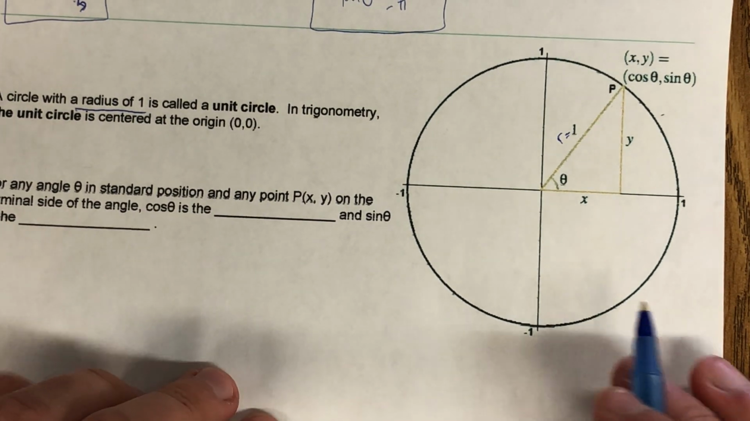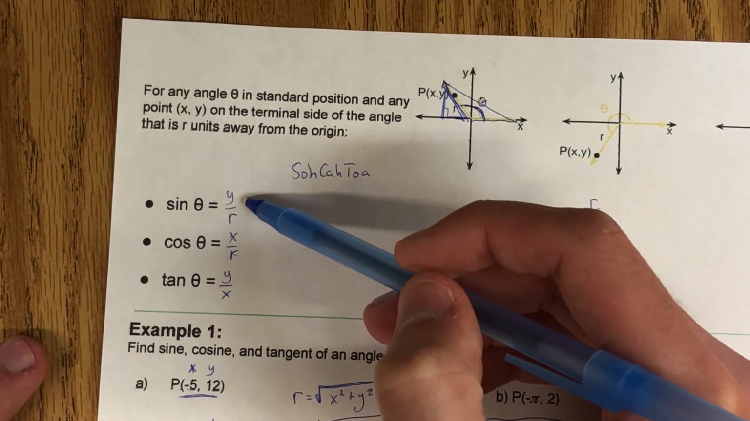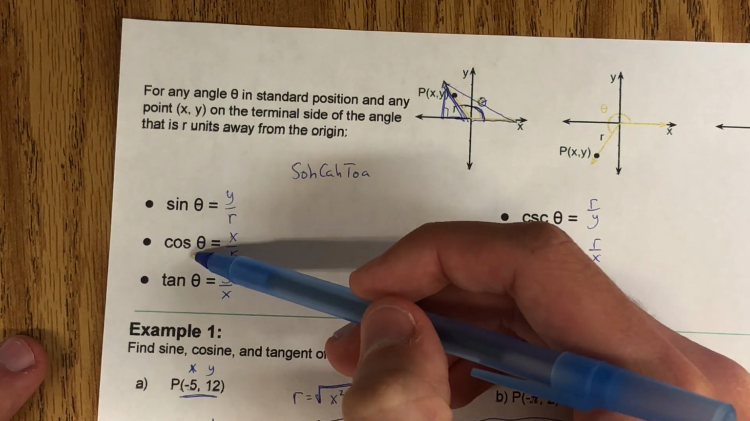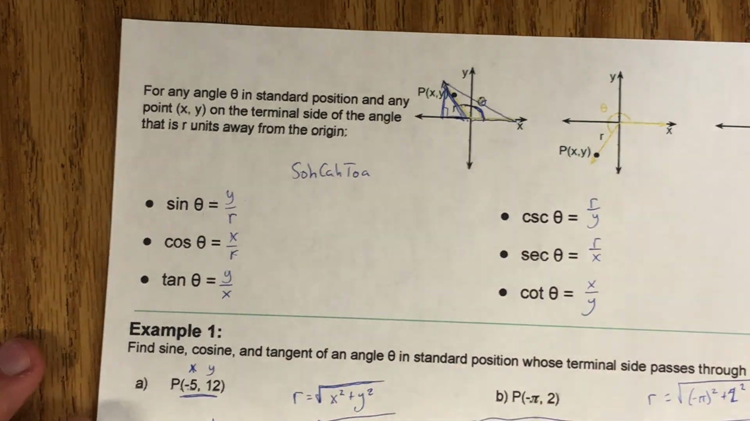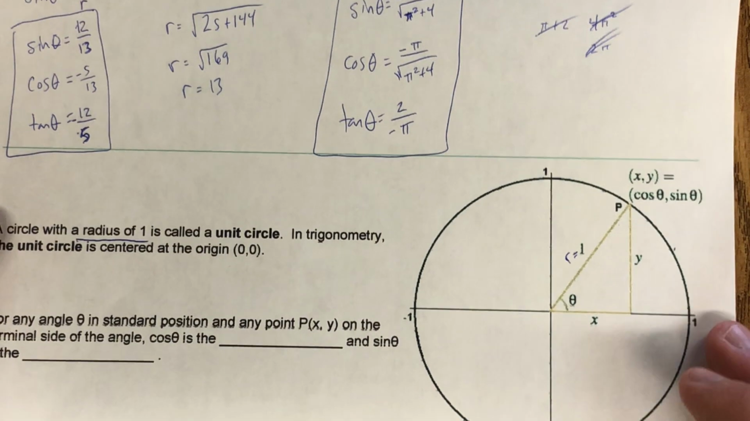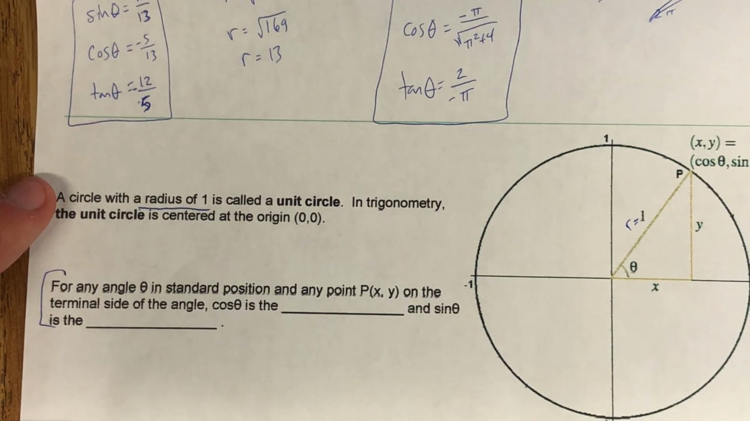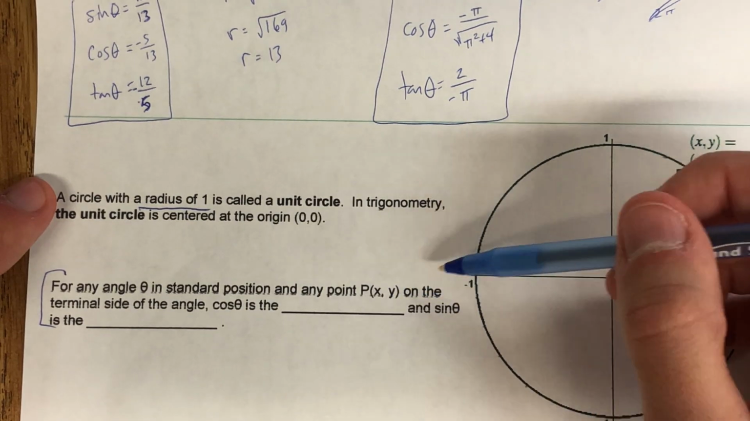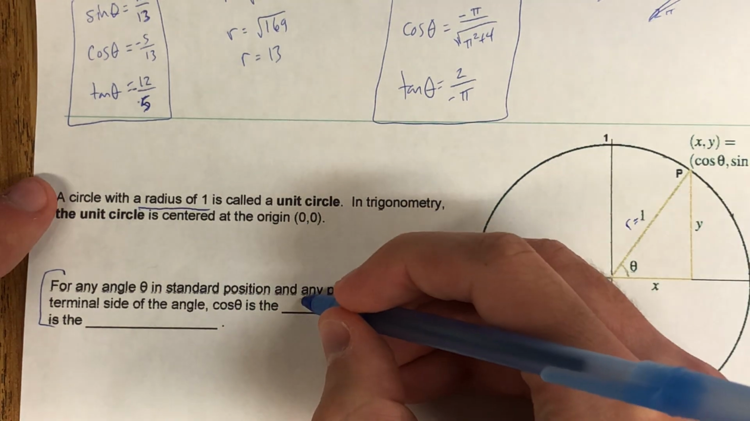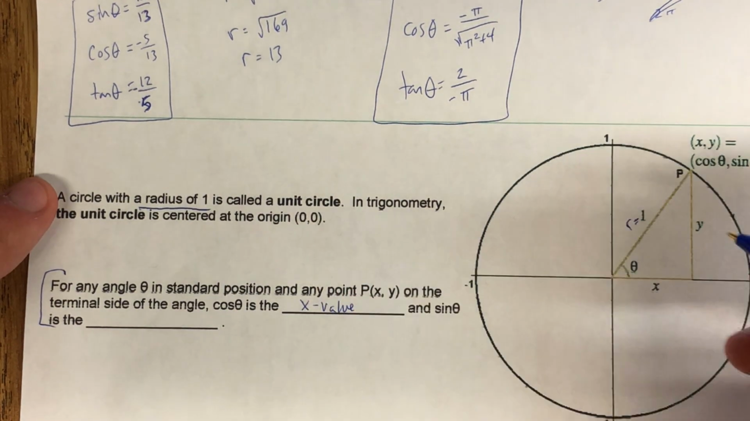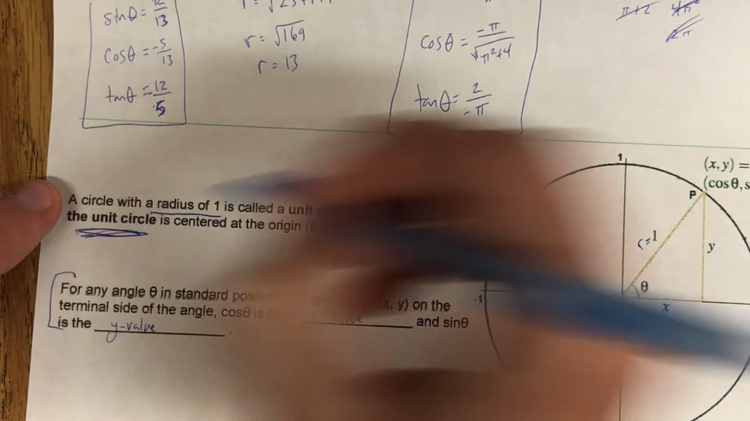So if our r value is 1, then sine of our angle is always just going to be the y value of that point. Cosine of our angle is always just going to be the x value of that terminal point, because it's just going to be y over 1, x over 1. So the key takeaway here is that for any angle in standard position, any point (x, y) on the terminal side of an angle, cosine is just going to be the x value, and sine is just going to be the y value. So this is for the unit circle.